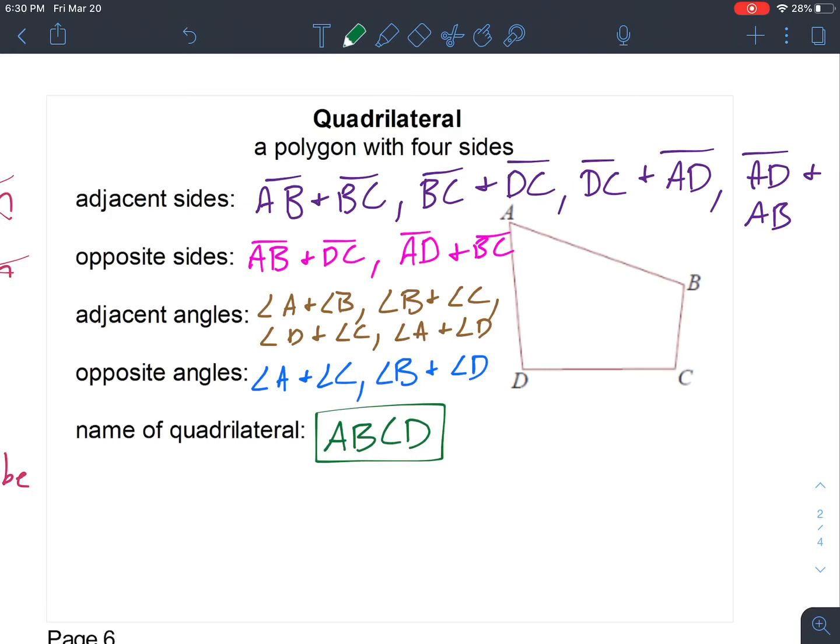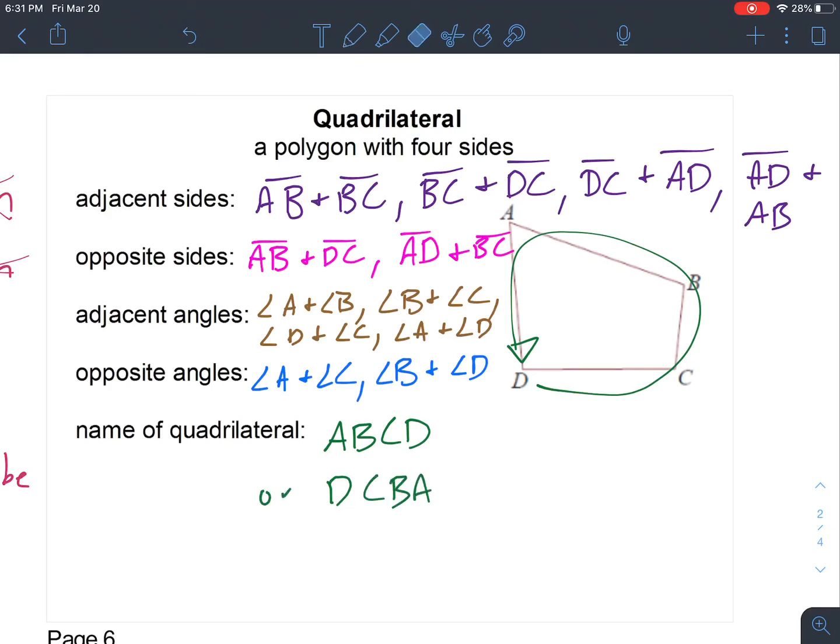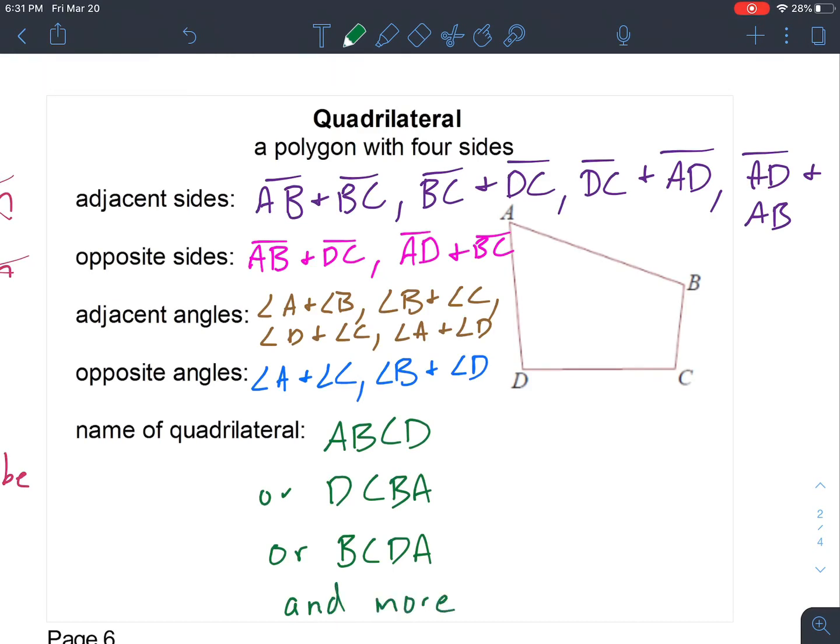Now you don't need to go in alphabetical order if you don't want to. It just has to go either in one direction or it has to go in the other. And you don't need to start at A either. If you wanted, you could start at D. And you could have said D, C, B, A is acceptable. If you wanted, you could have started at B. You could have said B, C, D, A. As long as the letters are going in order around the shape, that's all you need to do to name it. And there's more options there.